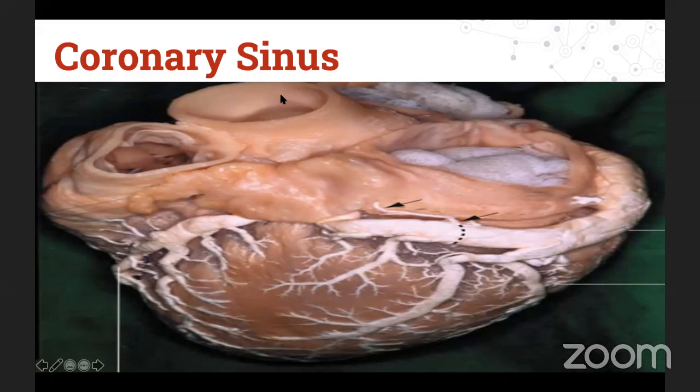The transition point between them is identified by two morphological structures, which are the valve of Vieussens and the oblique vein of Marshall. This is considered the point of transition between the great cardiac vein and the coronary sinus.